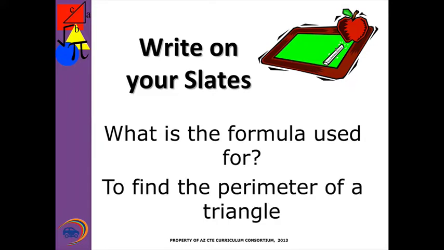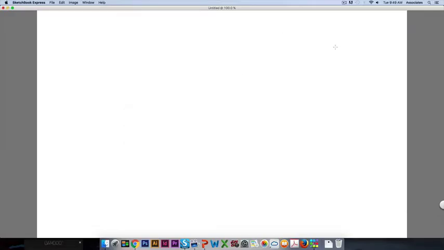Welcome back. Let's see. It was to find the perimeter of a triangle. Now, we're going to go to our slate, and we're going to try this formula. So we write down the formula. That's step number 1. Here's my formula. Perimeter is a plus b plus c. We want to solve for this guy. In other words, we want to get the c all by itself. He's attached to the a and b by addition.